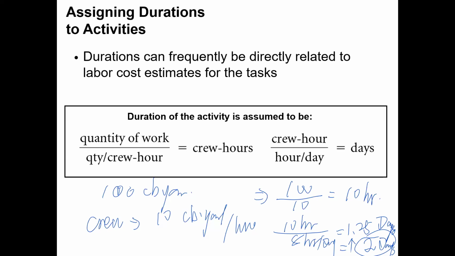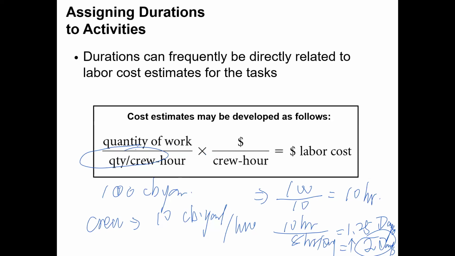We will continue doing this when we start with lecture notes 4. This one over here, we call productivity. But productivity we can write in another way: crew hours per quantity or quantity per crew hours. That is the same thing. So here is another way. You have the quantity of your work divided by the quantity per crew hour and multiplied by how many dollars per crew hour, and you can find your cost for your labor.